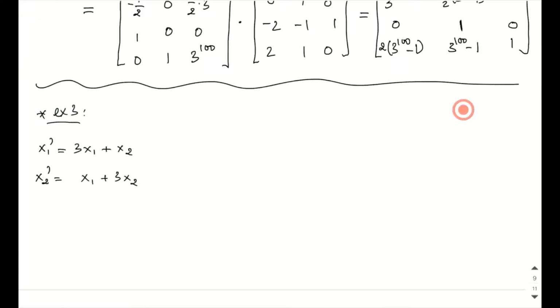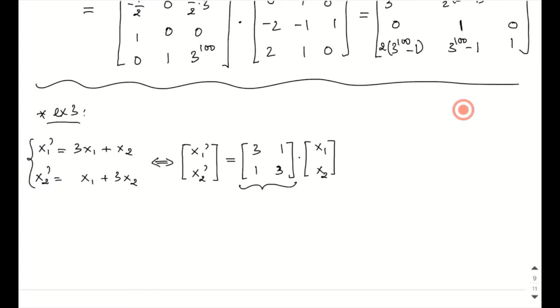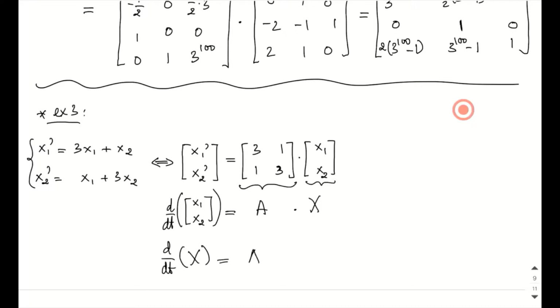We have the equation. Isn't it the same as writing the column x1 prime, x2 prime equals the matrix 3, 1, 1, 3 times x1 and x2? Let's denote this matrix as the matrix A. Denote the state vector, or the vector of the functions x1 and x2, as capital X. Then this is the derivative d/dt of the vector of x1 and x2. And so we usually write d/dt of capital X equals A times X. And for simplicity, people will write X prime equals A times X.